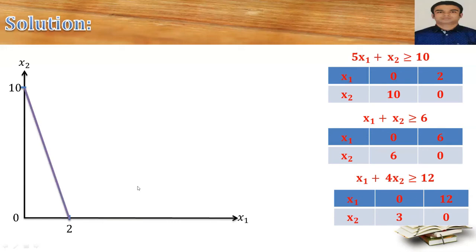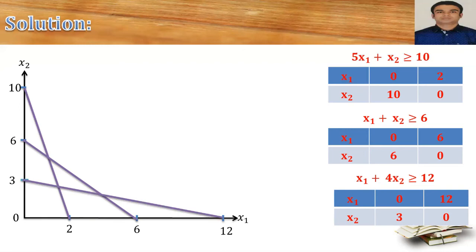For the second constraint equation, our points are (0, 6) and (6, 0). Mark those points and draw this line. This one is our second line. After that, for the third constraint, the points are (0, 3) and (12, 0). Mark those points, and draw that line. This one is our third constraint line.